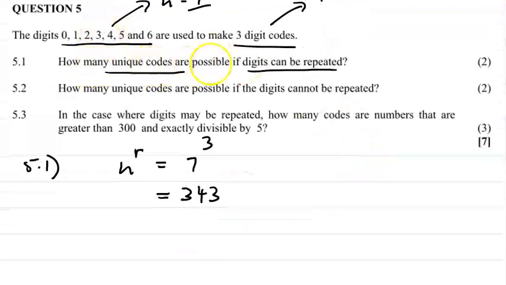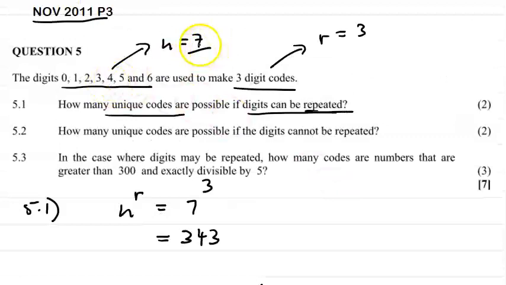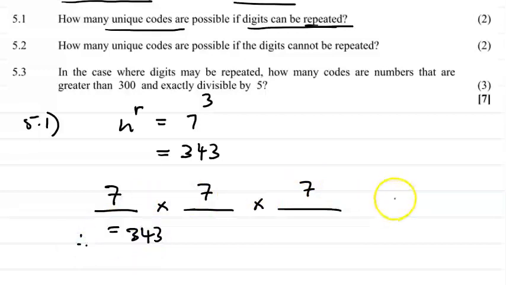Alternatively, we can do this. It says how many unique codes are possible if digits can be repeated. The keyword there is repeated. So all we do is draw 1, 2, 3 positions. The number of items that we have to arrange is 7. So therefore in position 1 we have 7, in position 2 we also have 7, and in position 3 we have 7. Therefore 7 times 7 times 7 will also give us 343 unique codes.